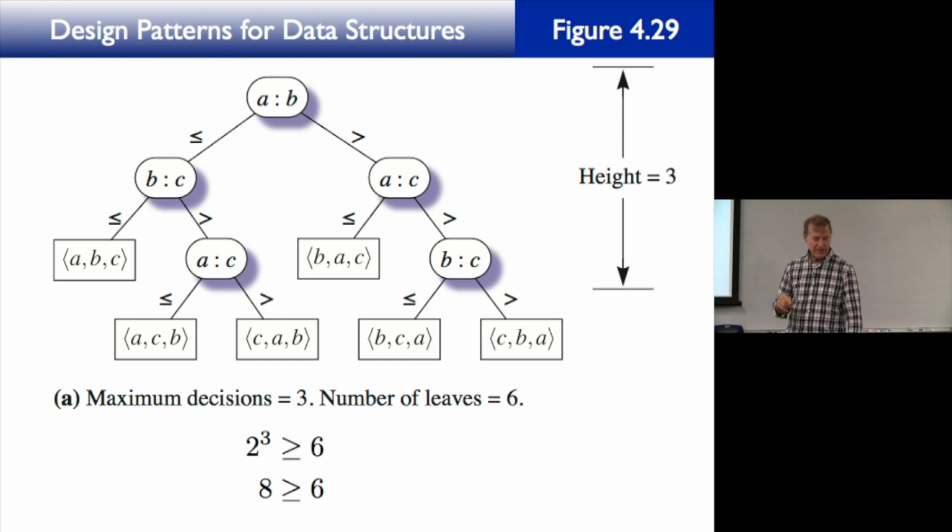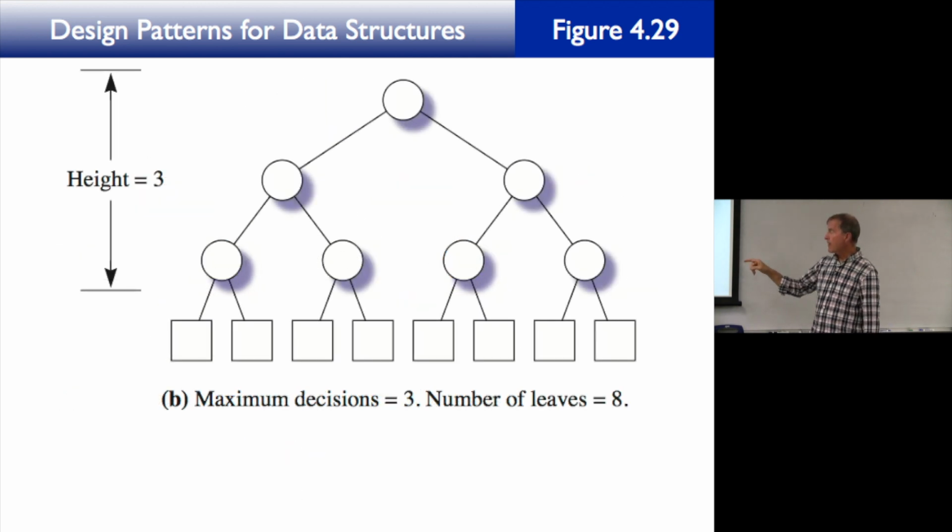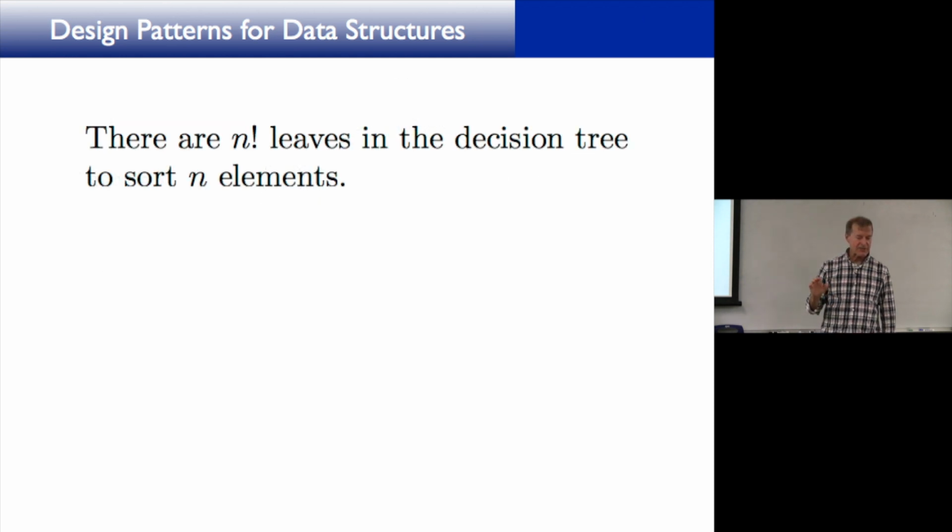So what we note here is that 2 to the 3 is greater than or equal to 6, because 8 is greater than or equal to 6. And why do we say 2 to the 3? Because if we have a decision tree of height 3, what's the maximum possible number of leaves? 8. Do you see? So here in figure B, the maximum number of decisions is 3. The number of leaves is 8. So in this particular case, 2 to the 3 is 8, which is greater than or equal to 6. Is everybody clear on this? So the relationship between the number of leaves and the maximum number of decisions. What do we know in general? In general, there are n factorial leaves in the decision tree to sort n elements.